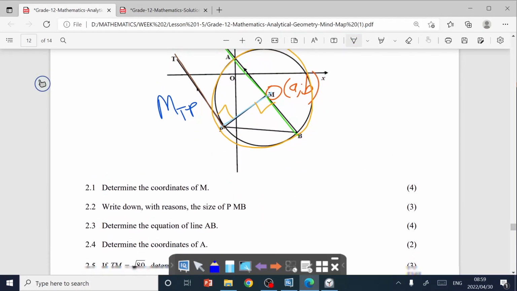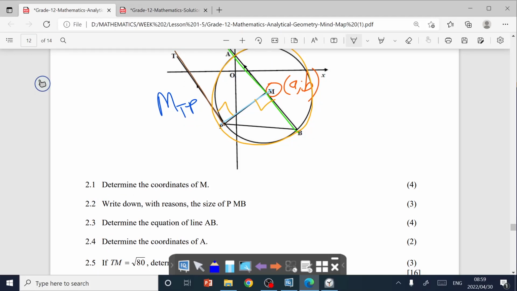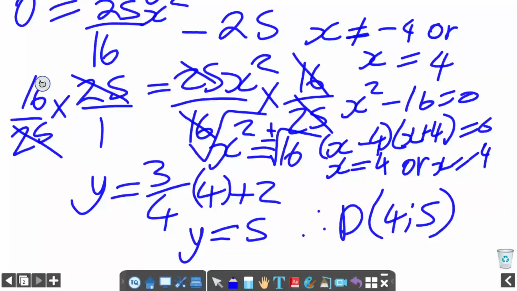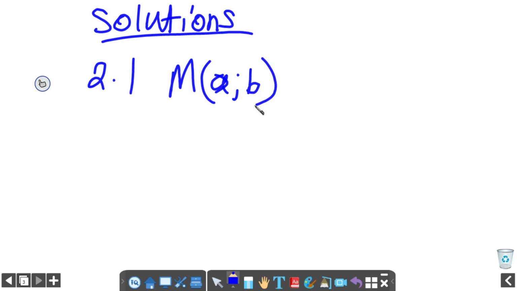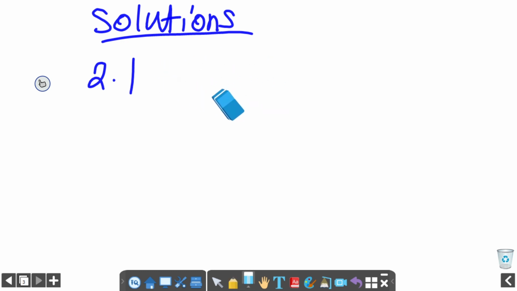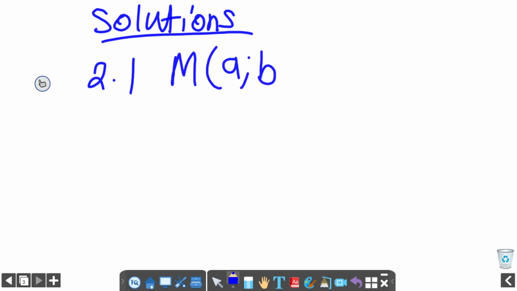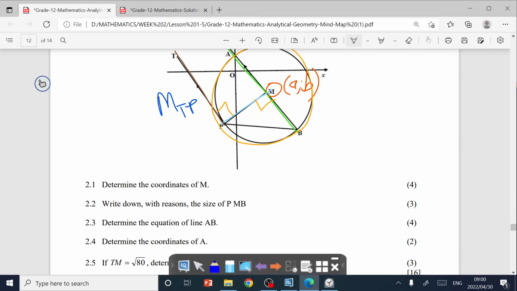Determine the coordinates of M. So the first question, we are told to determine the coordinates of M. Solutions, 2.1. M, we need to find, which is going to be made of (a, b). The coordinates of M, the center. Now, how can we do this?